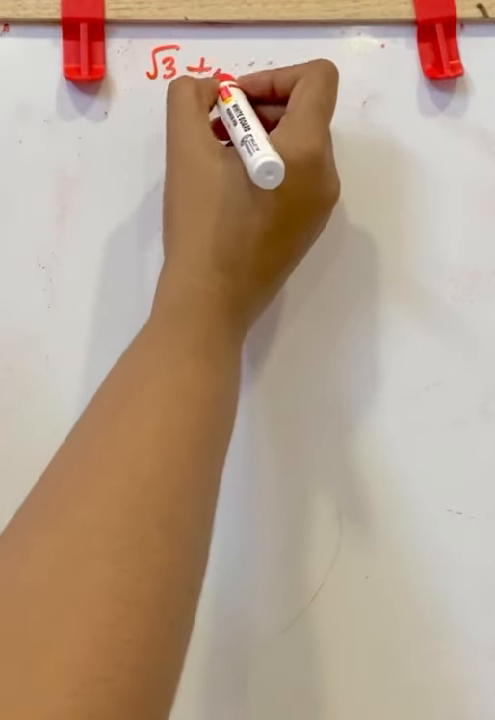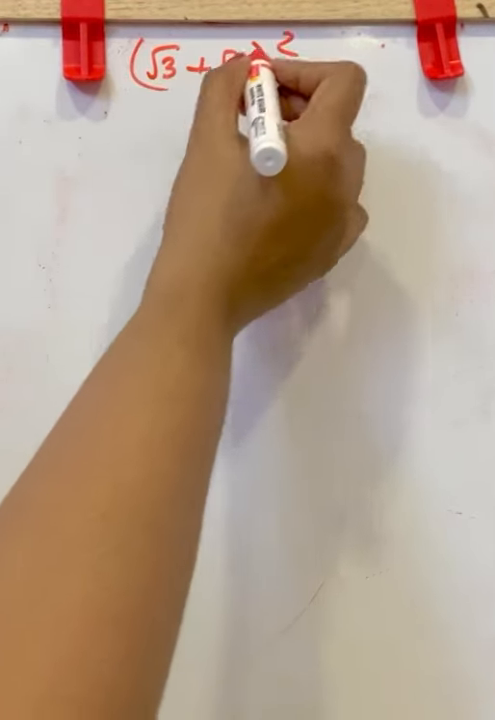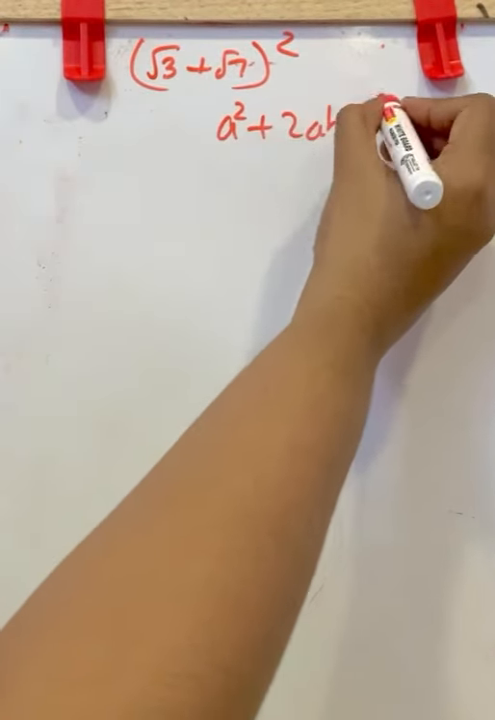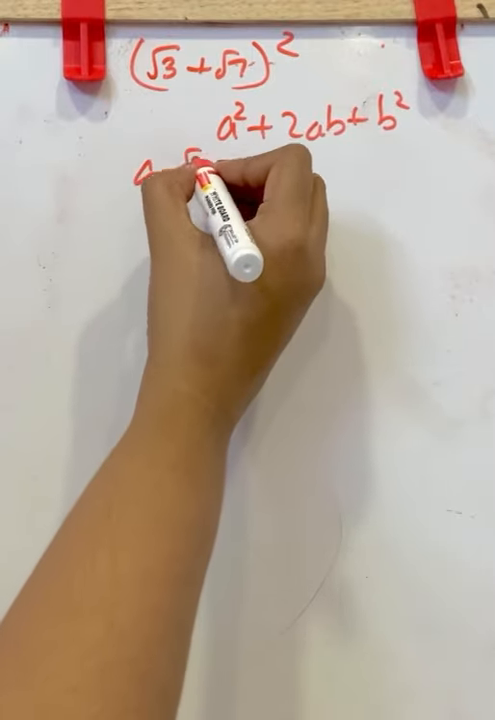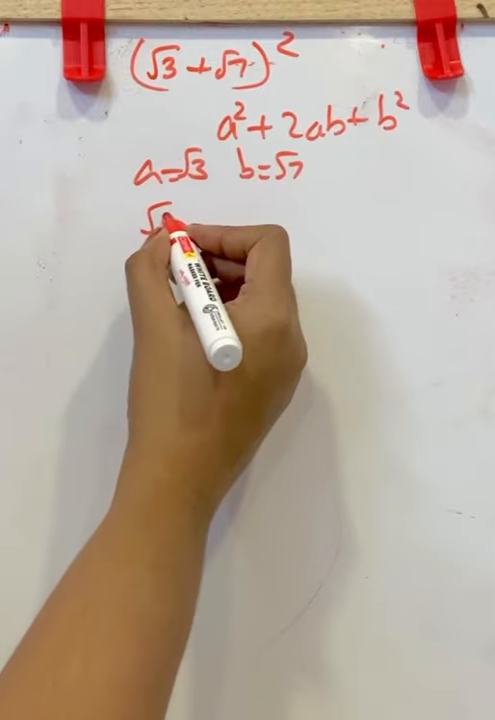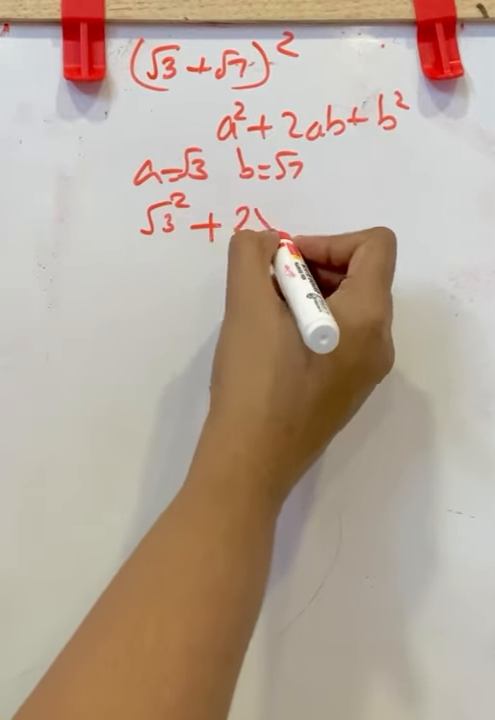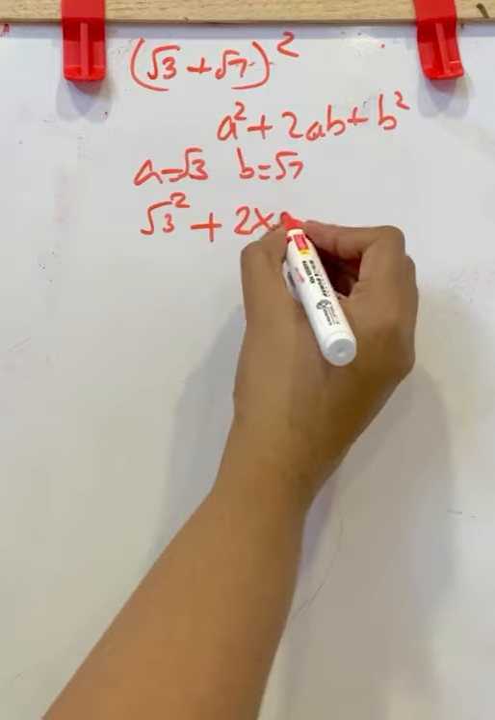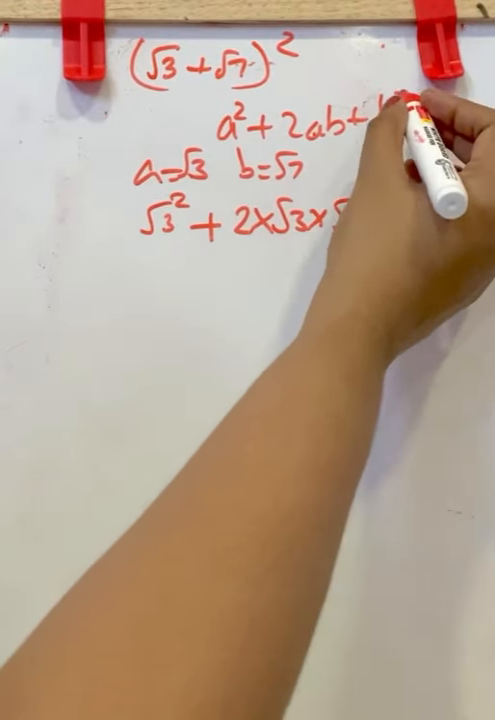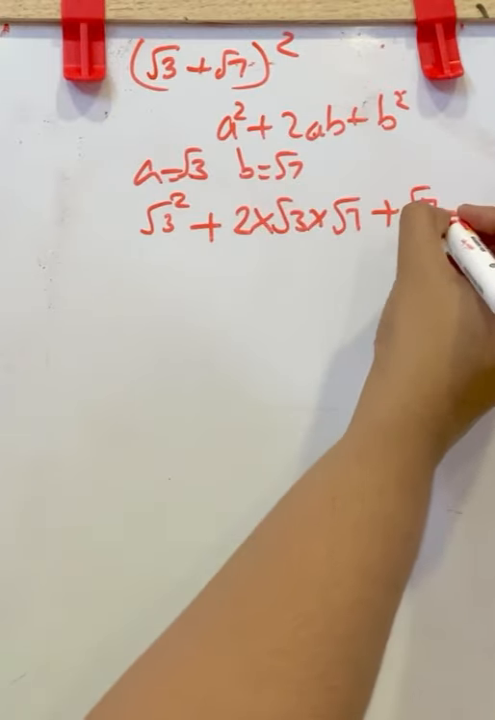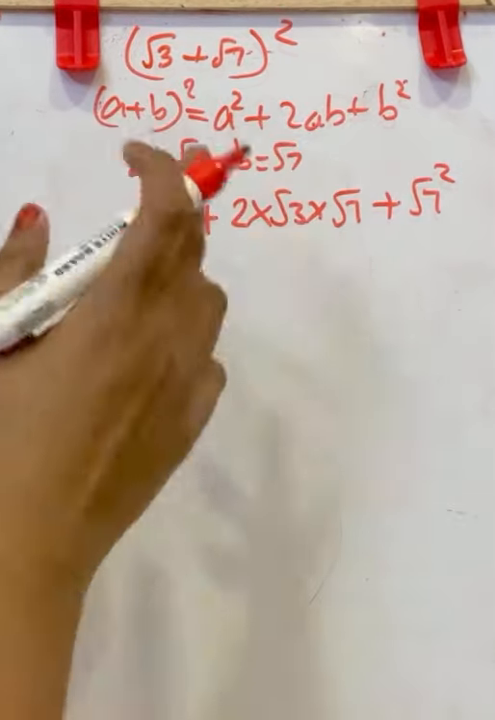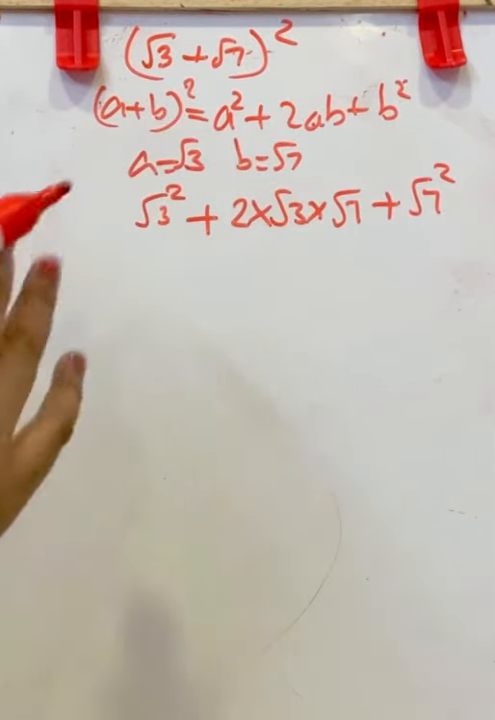(√3 + √7) whole square. This is (a + b) whole square. We have to expand it as a square plus 2ab plus b square. Here a is √3 and b is √7. So a square means (√3) square plus 2 into a is √3, into b is √7, plus b square, that is (√7) square. It is here (a + b) whole square. These identities we have studied in the 8th standard.